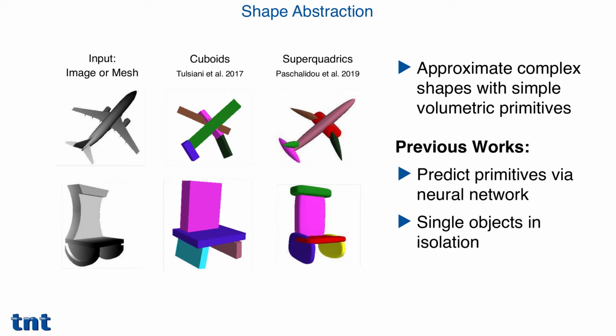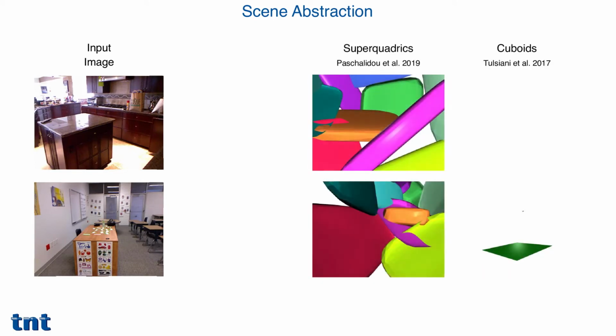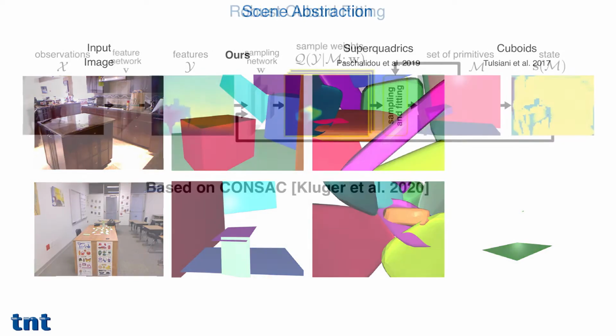cuboids or superquadrics. Previous works predict primitive parameters directly using artificial neural networks and provide good results for single isolated objects. When applied to more complex real-world scenes, however, these methods either fail completely or do not provide reasonable abstractions. We now present a novel approach for this problem, which does.